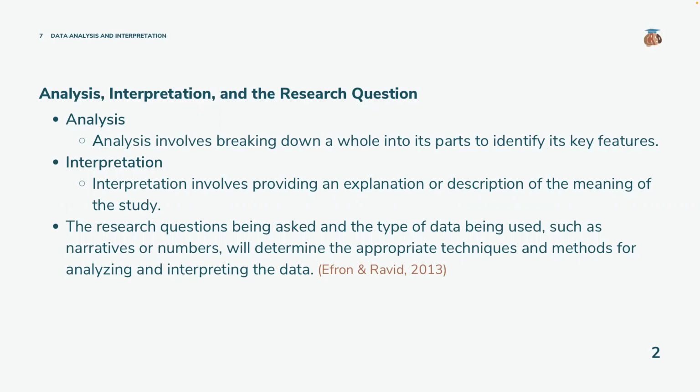Analysis involves breaking down a whole into its parts to identify its key features, while interpretation involves providing an explanation or description of the meaning of the study. The research questions being asked and the type of data being used, such as narratives or numbers, will determine the appropriate techniques and methods for analyzing and interpreting the data. This is from Efron and Ravid.